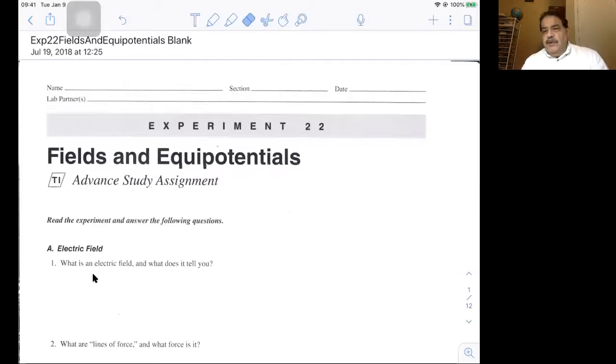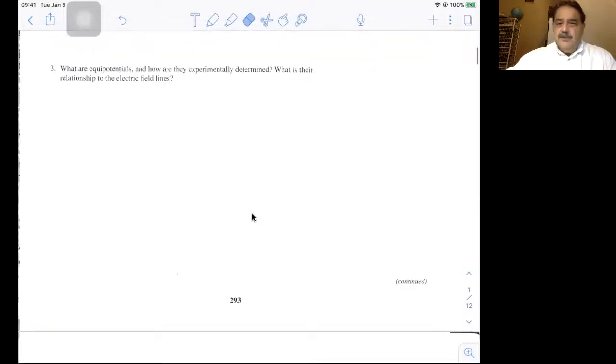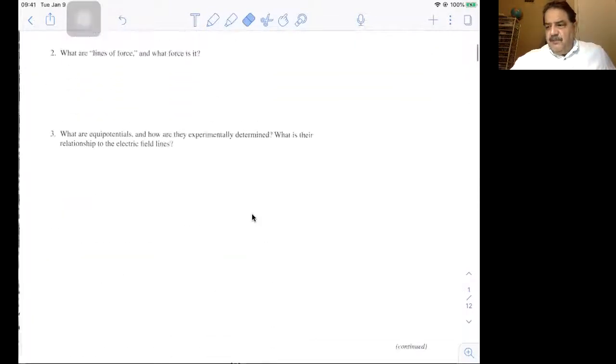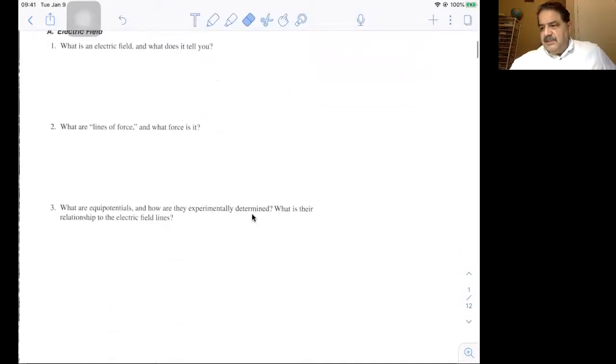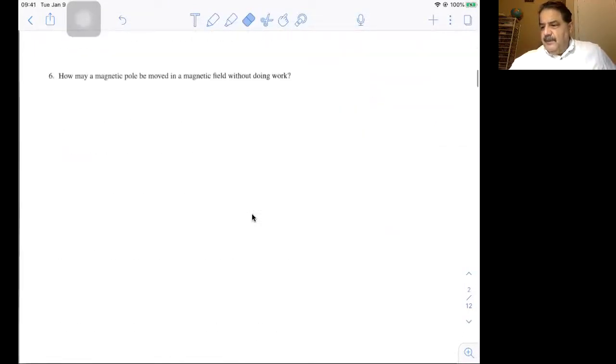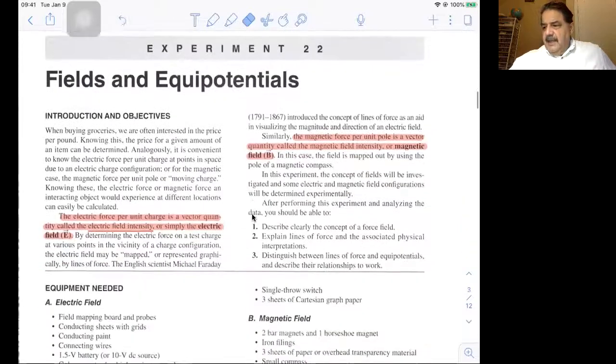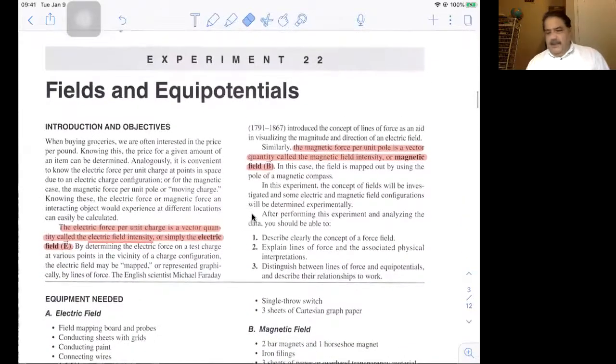Now I could read the intro to you, but I'm not going to. I expect you to read it yourself. But I'll highlight some points, so you definitely want to answer the advanced study assignment, and I'm going to point out some areas here in the introduction, and in particular this area here.